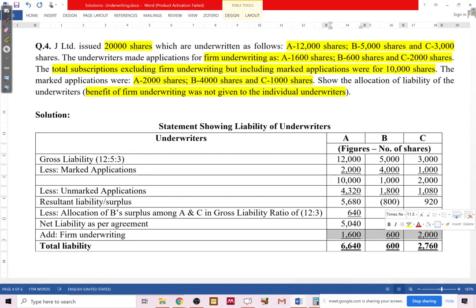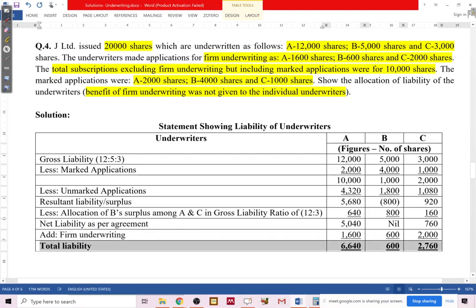Done? So total liability figure is important to calculate. This last step, you have to add the firm underwriting and get the total liability figure of the actual unsubscribed number of shares. Is this clear?